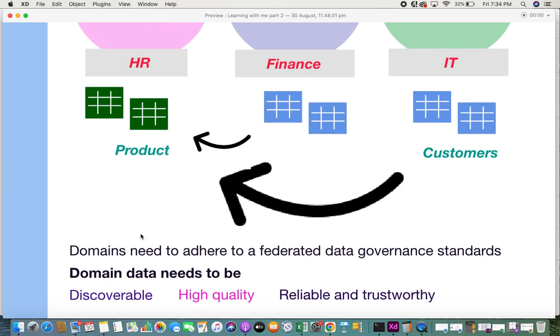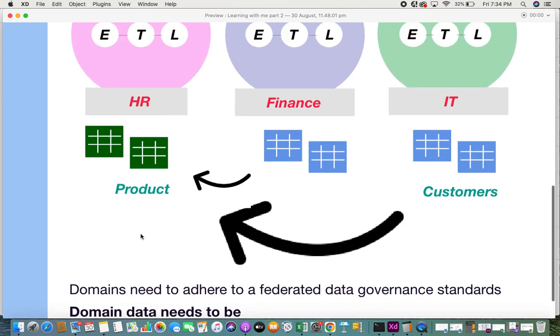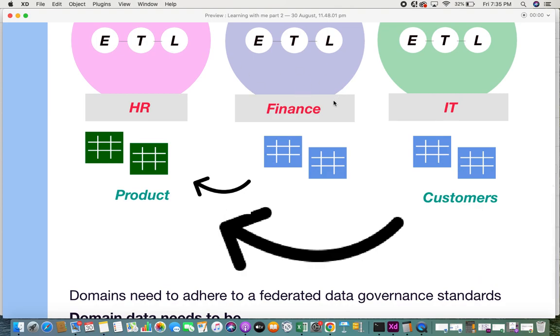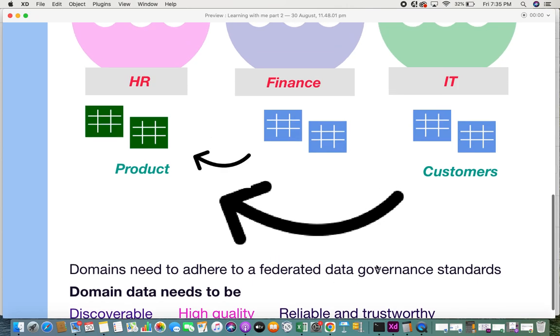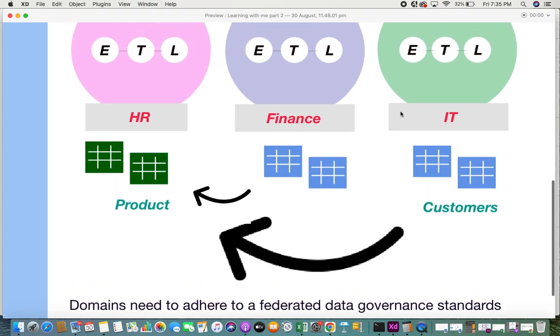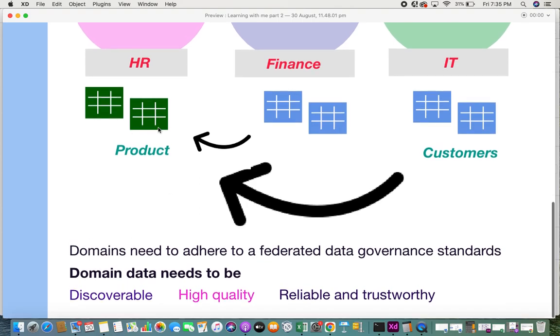Also, you might be thinking now, how do these domains operate? Is there a separate governance that each team follows? The answer to that question is that domains need to adhere to federated data governance standards. Okay, so there are no separate standards that every domain follows. There is a universal governance that is put in place, and that needs to be followed by every domain. Okay, and also, now that data is a product, we expect certain qualities and characteristics from a product.